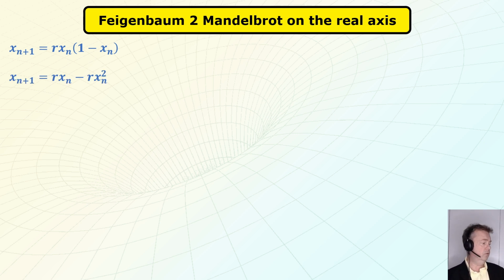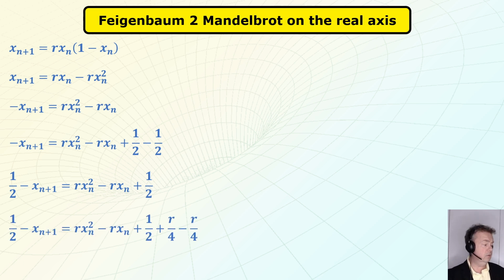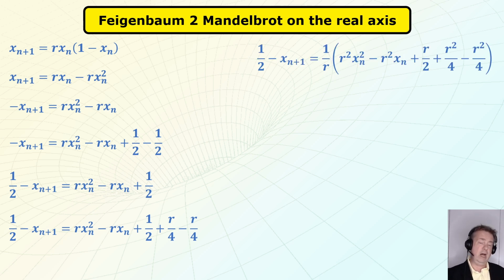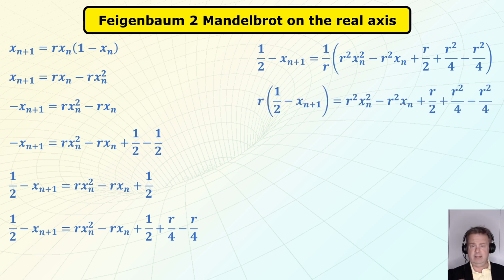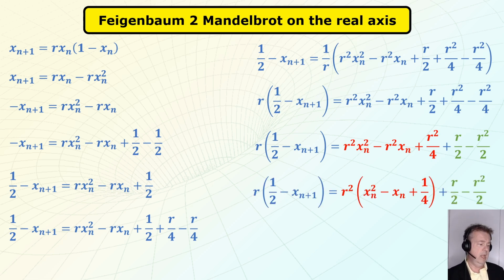Well, let's just rewrite it like this. And then put a minus sign everywhere. And then add half and subtract a half. And then shuffle one of the halves from right to left. And then add r over 4 minus r over 4. And then pull out 1 over r outside of brackets. And then multiply both of them with r. And then reshuffle stuff. And I color code it so you can see how it's being reshuffled.